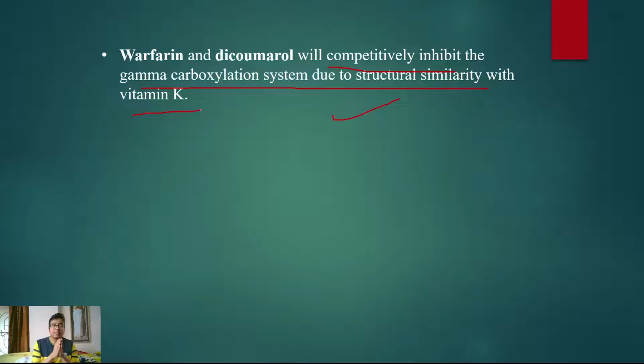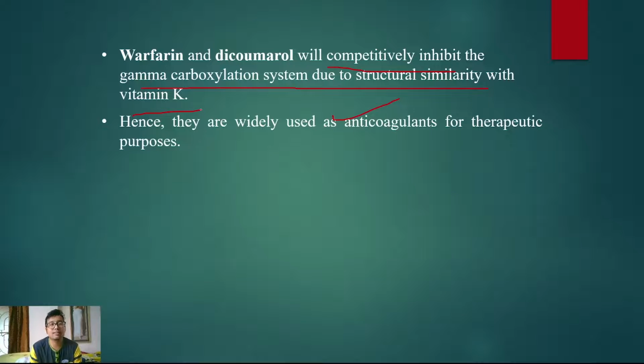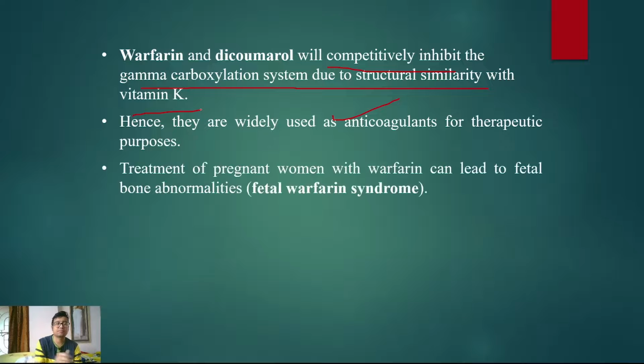So, vitamin K inhibitors, that is warfarin and dicumarol, will inhibit the vitamin K cycle, and thus they act as anticoagulants, and they are widely used for therapeutic purposes. So, what therapeutic purpose? I already mentioned it in brief detail. You need to know the conditions where we need blood not to coagulate, where we need anticoagulant therapy.